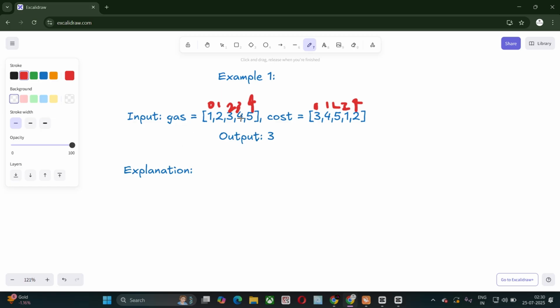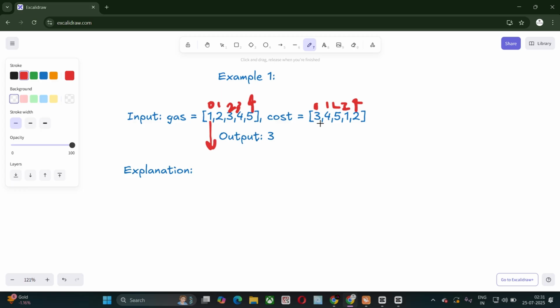So what will we do? We have a station number first, meaning our index is 0, and we travel from one station to another station. So we have gas 1, meaning we have 1 liter of fuel, and this is our cost to travel to the next station, which is 3 liters. So in the gas we only have 1 liter to travel to another station.